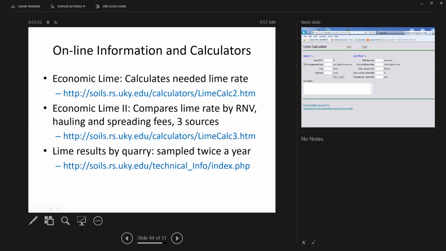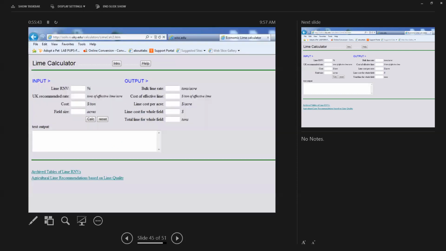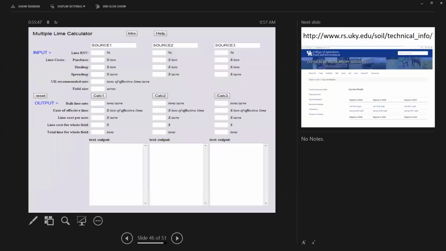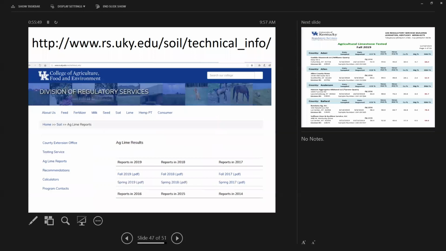And then the lime quarry results, sampled twice a year. To me, that's one of the most beneficial pieces of information you can have. Here's the first calculator, the second calculator. Here's what I want you to see. This is just a screenshot I took this morning. Go to the regulatory services, and it shows you what the results are.